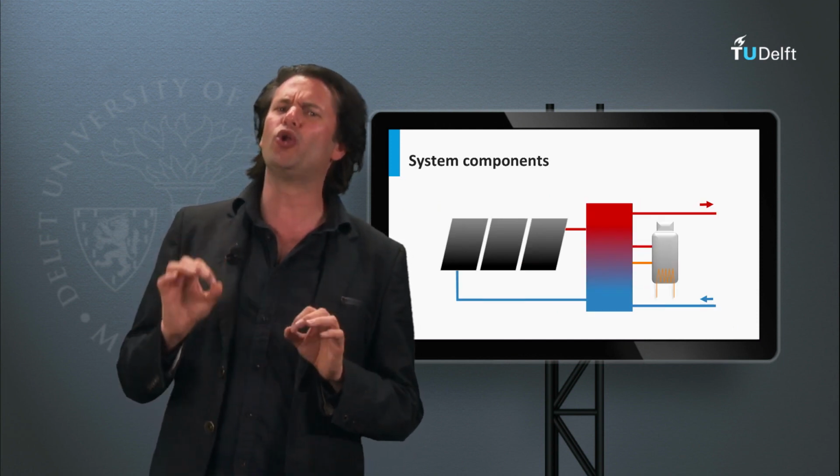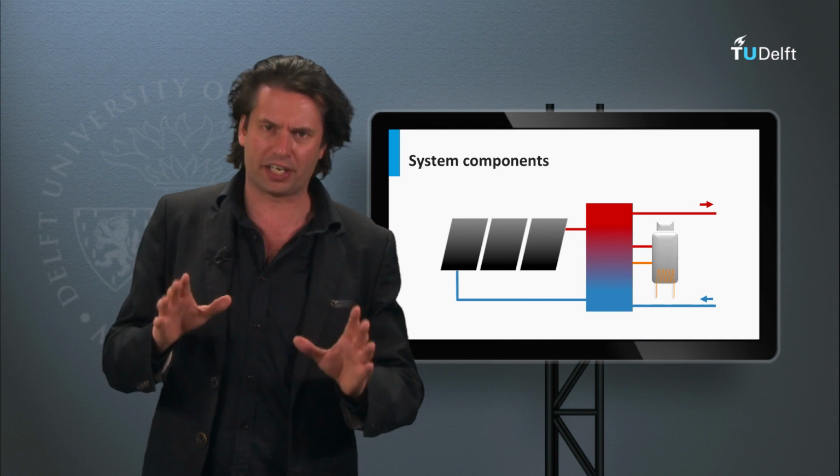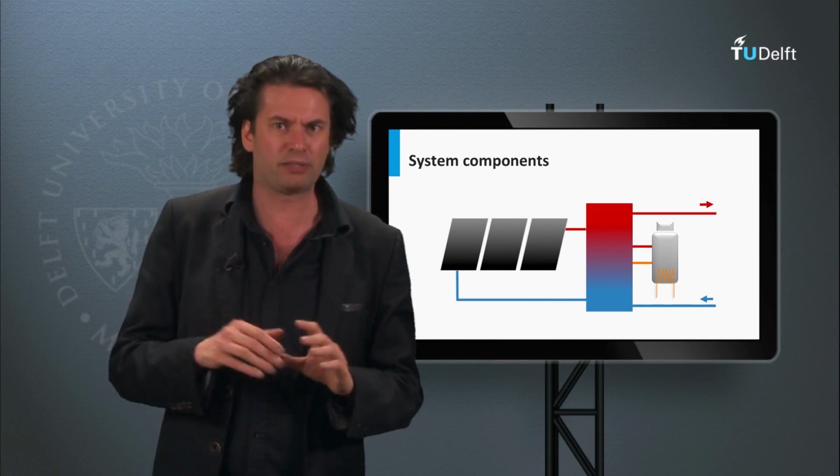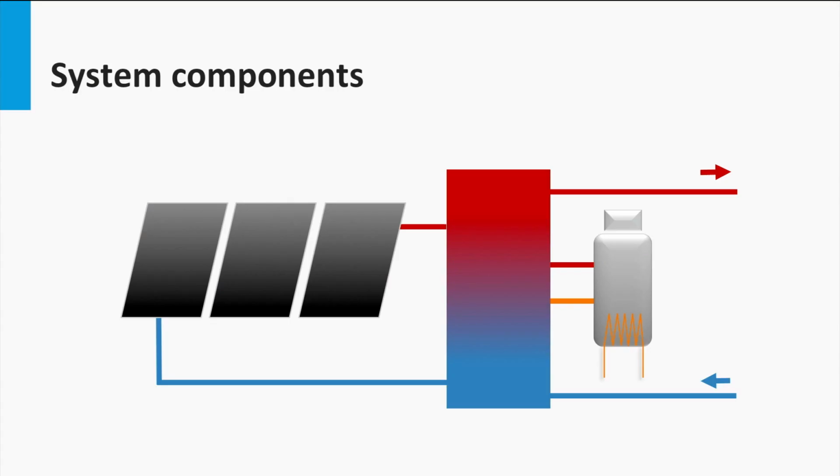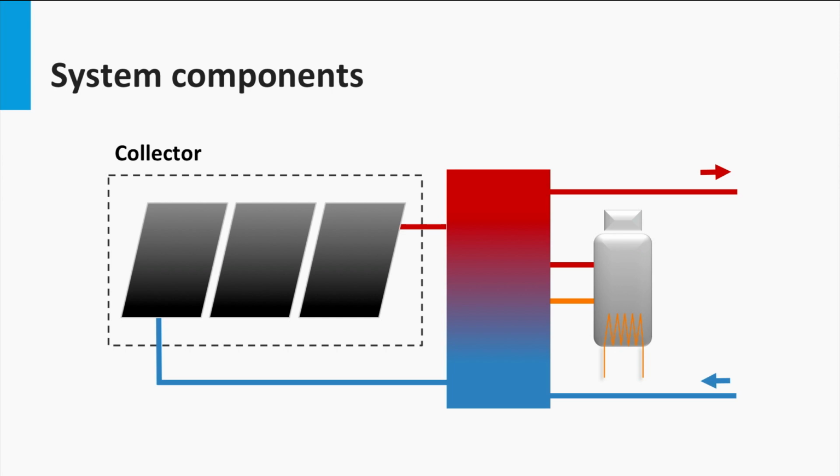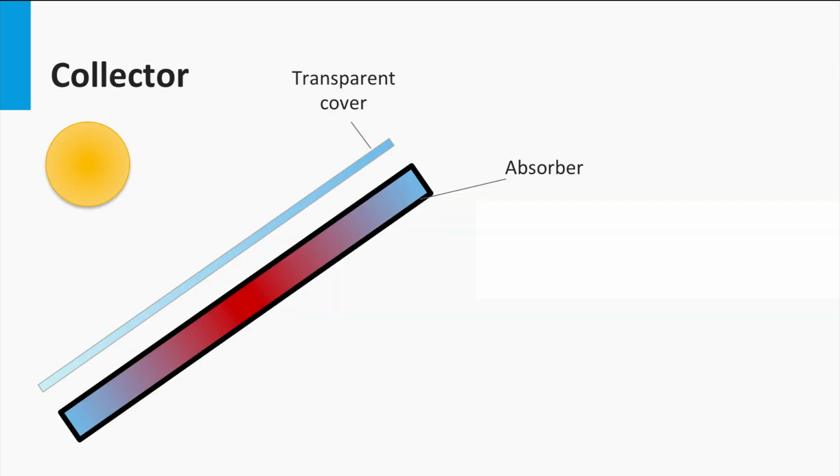Now, we are going to look at a traditional solar thermal water heating system in a little bit more detail. In the picture, the scheme of a general solar water heating system is shown. First, we have the collector, in which the working fluid is heated by the solar radiation. The collector determines how much of the incident light is used. It usually consists of a black surface, called the absorber, and a transparent cover.